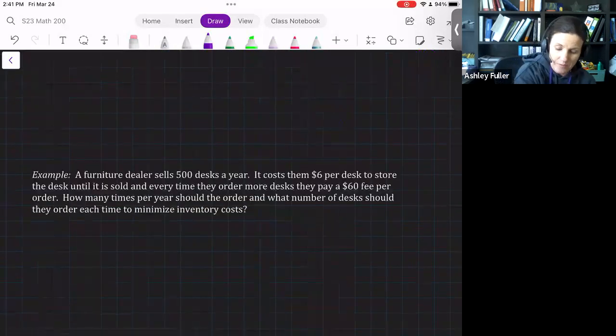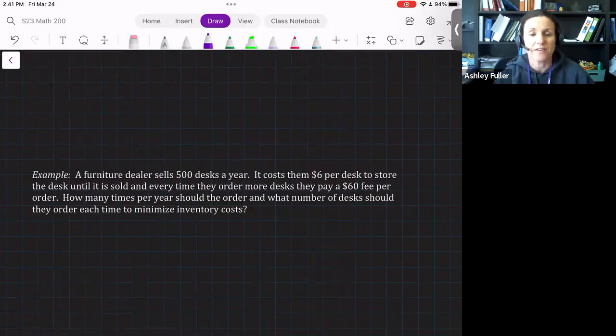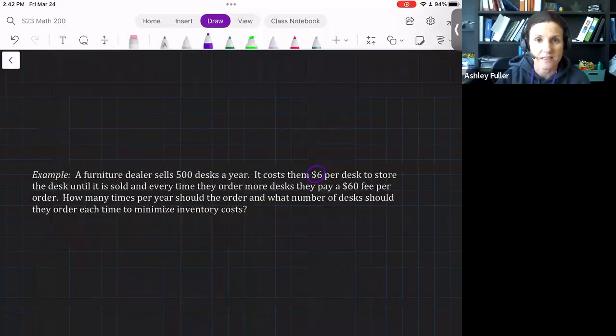Let's do an example. If we have a furniture dealer that sells 500 desks in a year, they could very easily order 500 desks at the beginning of the year, but then they'd have to pay to store them. And this particular furniture dealer knows that it costs $6 to store each desk. They also know that each time they order more desks, they pay a $60 flat fee. So not $60 per desk, but just a $60 flat fee.